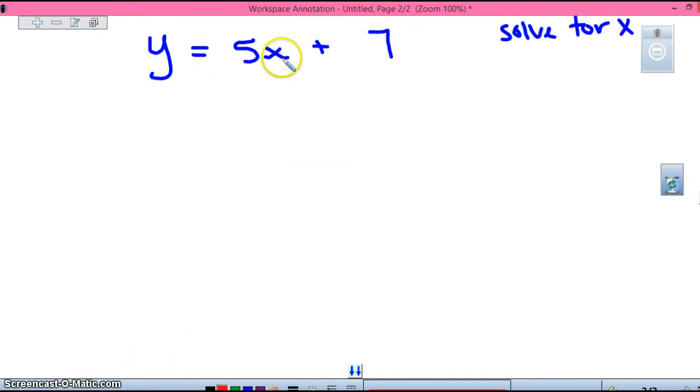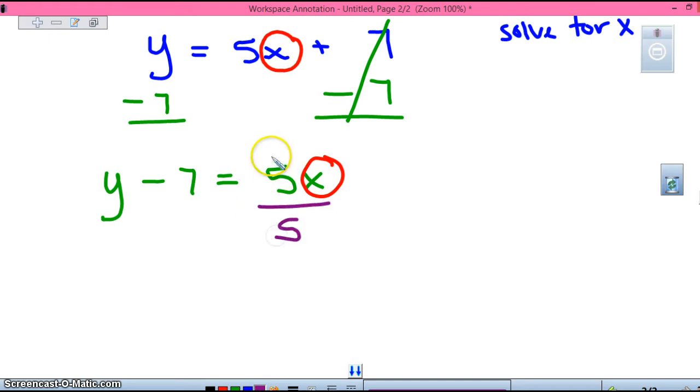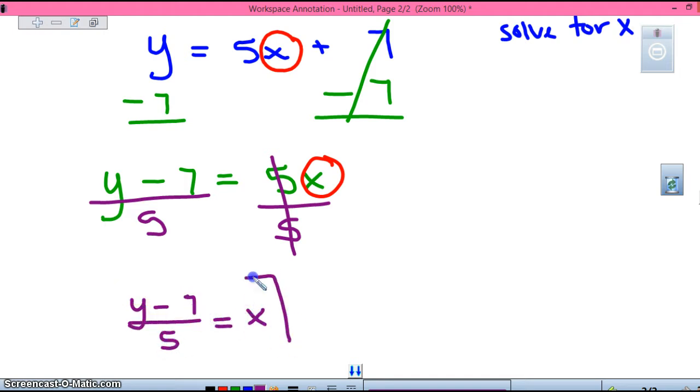If we have y equals 5x plus 7 and we need to solve for x, this means we need x by itself. So the first thing we need to get to the other side is what? The plus 7. The inverse operation is minus 7. What you do to one side, you do to the other. Y minus 7 equals 5x. Now we still need to have x by itself. So what is the inverse operation? Divide by 5. What you do to one side, you do to the other. So that means y minus 7 divided by 5 is equal to x.